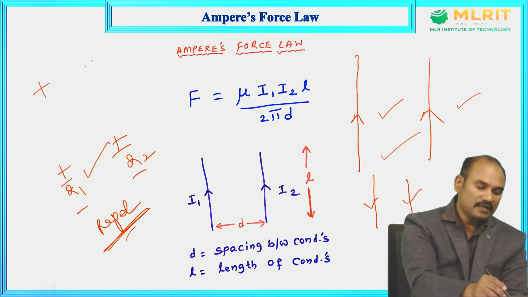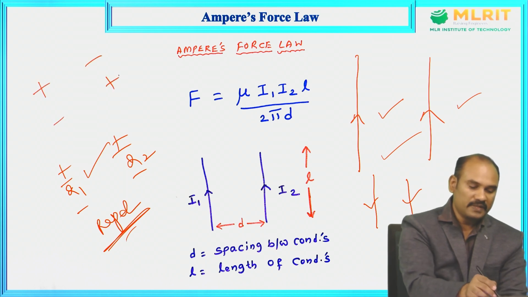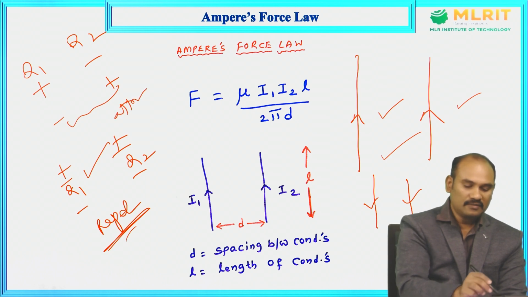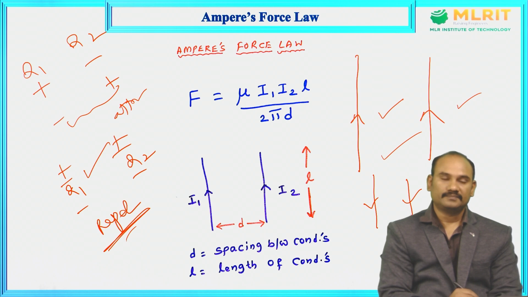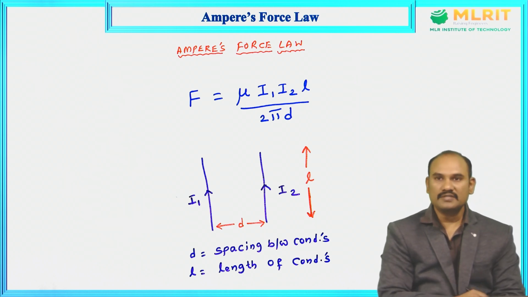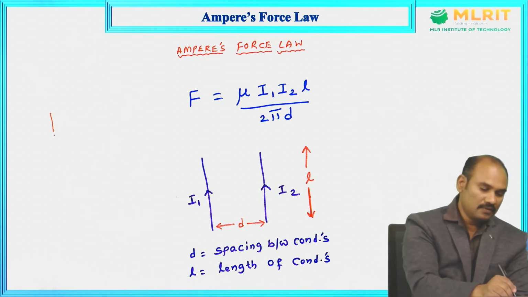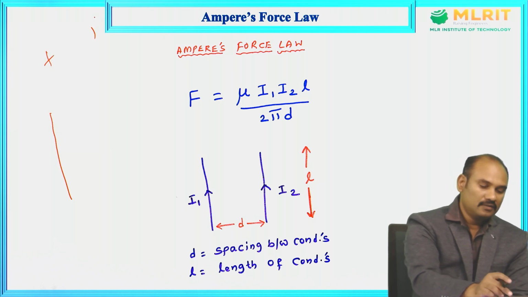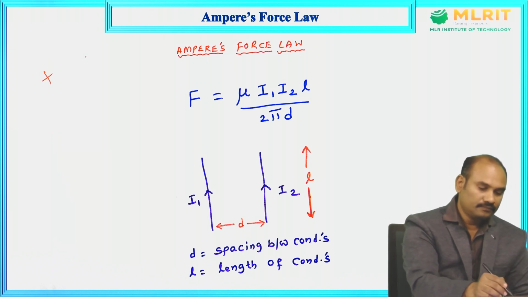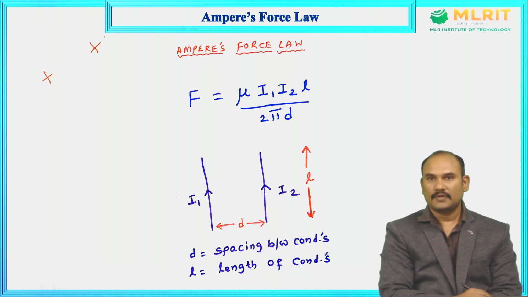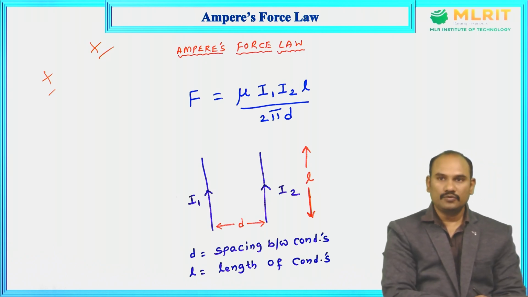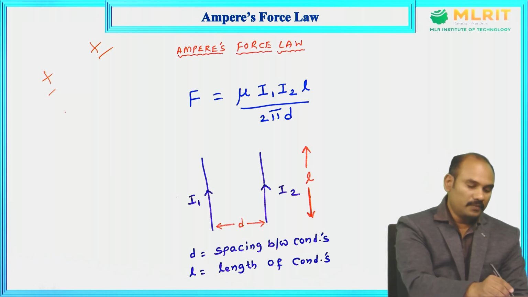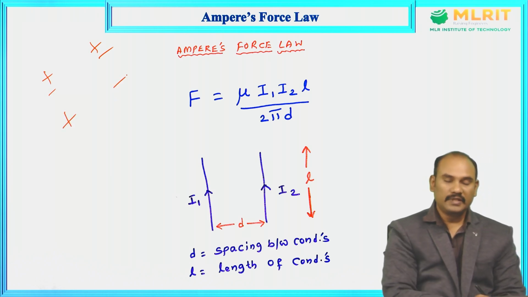Here unlike charges, plus minus or minus plus, which are Q1, Q2, will attract each other. Here unlike currents will repel each other. Why? What is the reason? The reason is simple. There you have like and unlike charges. So here when you take positive positive, two charges, they repel. But when you take positive negative, they attract.